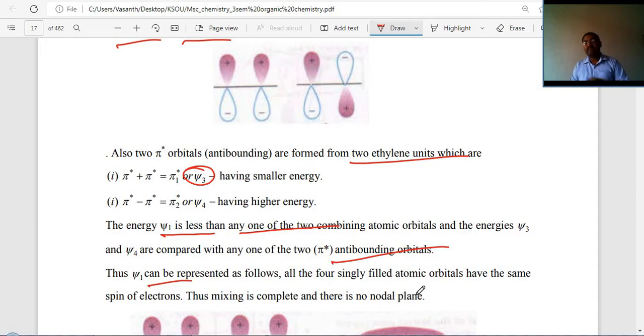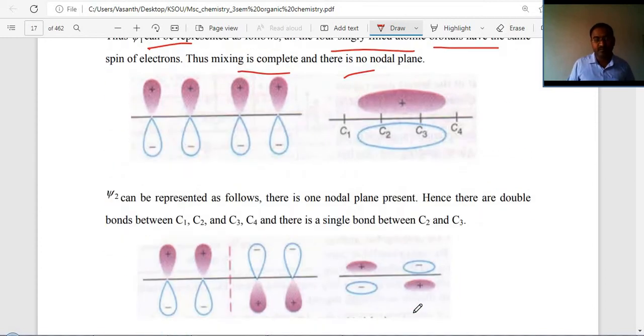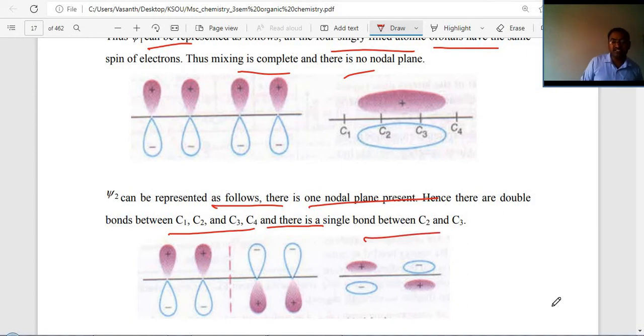The psi 1 can be represented as follows. All four singly filled atomic orbitals have the same spin electron. Thus, mixing is complete and there is no nodal plane. Psi 2 is represented as follows. There is one nodal plane present, hence there are double bonds between C1, C2 and C3, C4, and a single bond between C2 and C3.